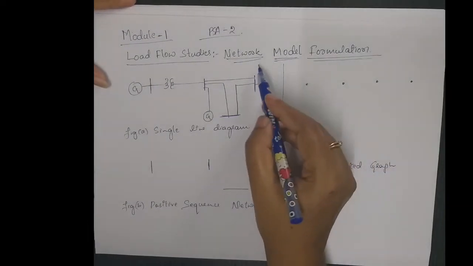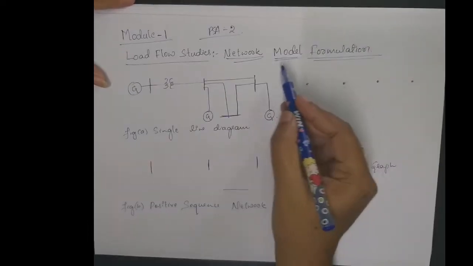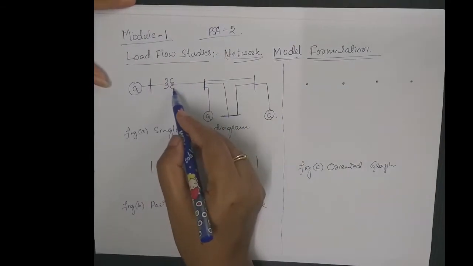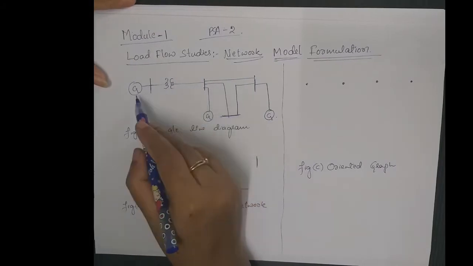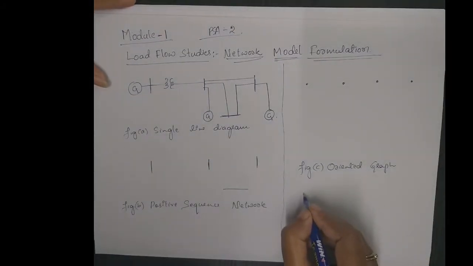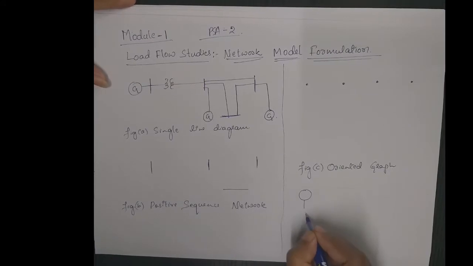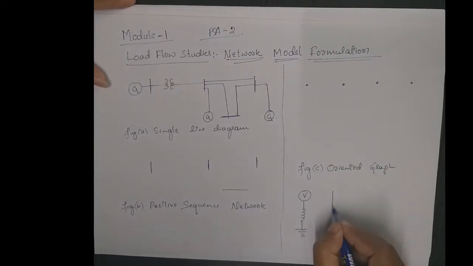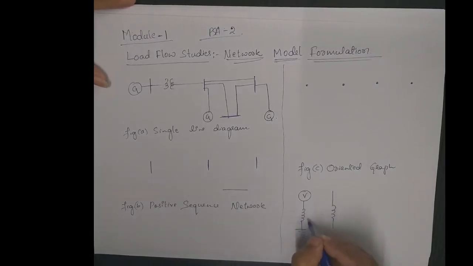So in order to form the network model, what we have to do is, first, in this single line diagram we have generators and a transformer. The generator should be replaced by the source as well as the reactance, and it should be grounded, and the transformer should be replaced by the reactance. Again, this is an element, right? An element should be replaced by the line segment. So the line segment is called an element.